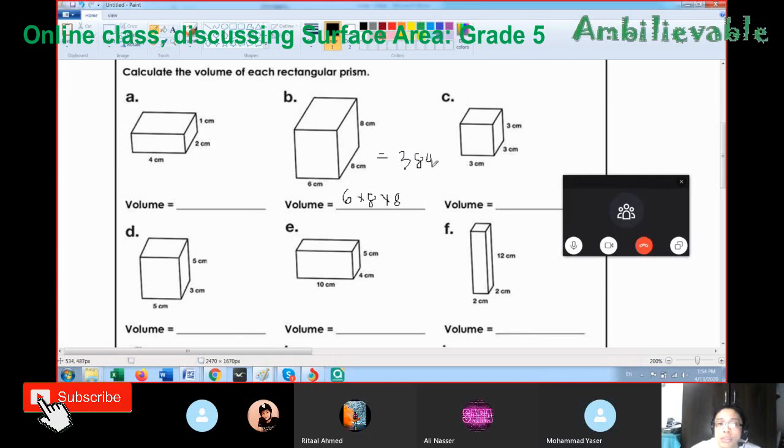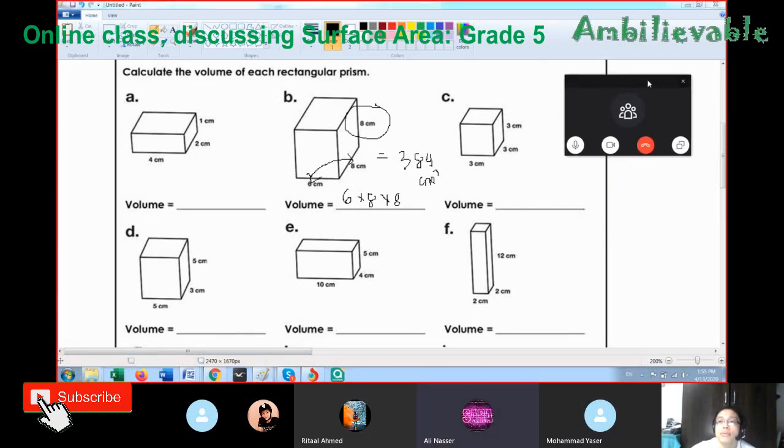384 centimeters cubic. Okay. Now, what is the height in your letter B? What is the height of the figure, Muhammad Yasser? 8 centimeters. 8. Very good. As I have said, width and length could interchange. Understand? Okay, you are solving worksheets? Yes, we are solving the worksheets.